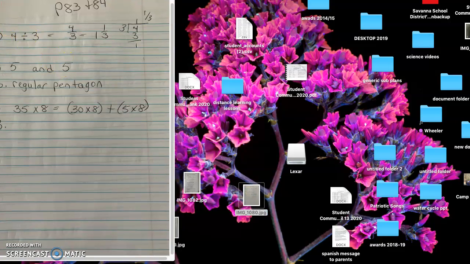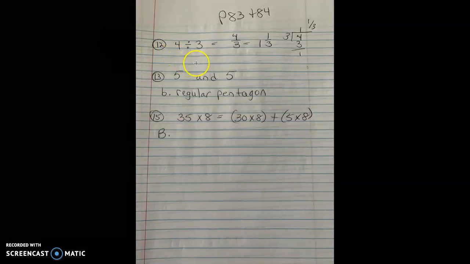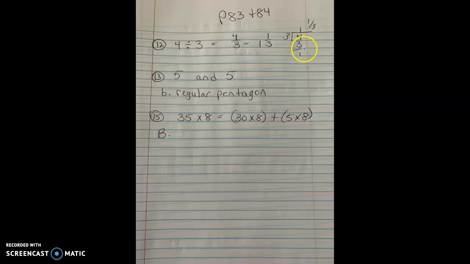Okay, let's look at number 12. On number 12, we have 4 divided by 3, so 4 over 3. Divide goes in one time with 1 left over. Remainder over divisor becomes 1 1/3. On question number 5, we have 5 sides that are all equal. Because they're all equal, it makes it a regular pentagon.